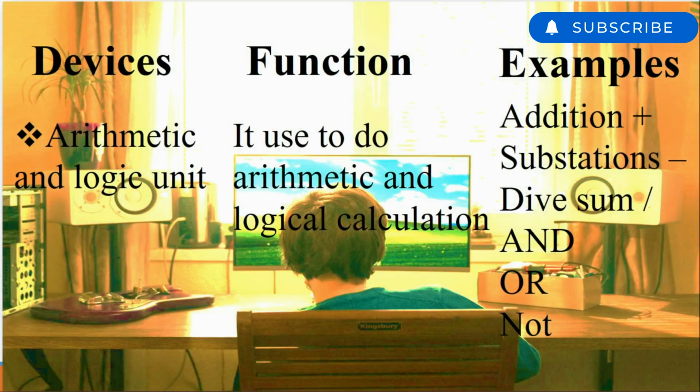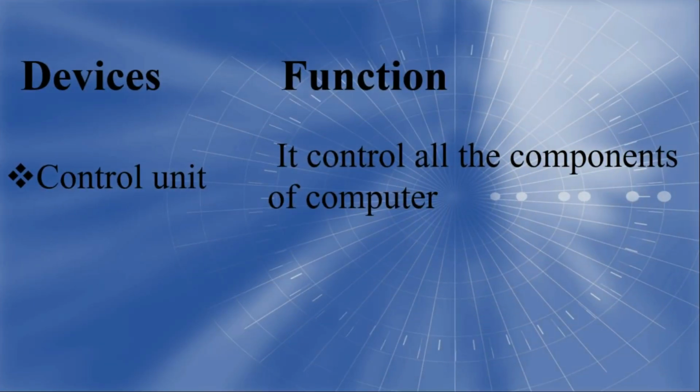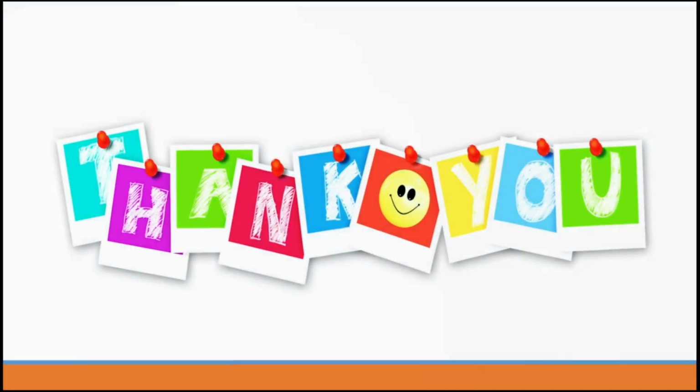So, what is an arithmetic and logical unit? It is used for arithmetic and logical calculation. What are those arithmetic and logic operations? Addition, subtraction, division are related to arithmetic, and logical AND, OR, NOT are related to the arithmetic and logical unit. Lastly, the control unit controls all the components of the computer.